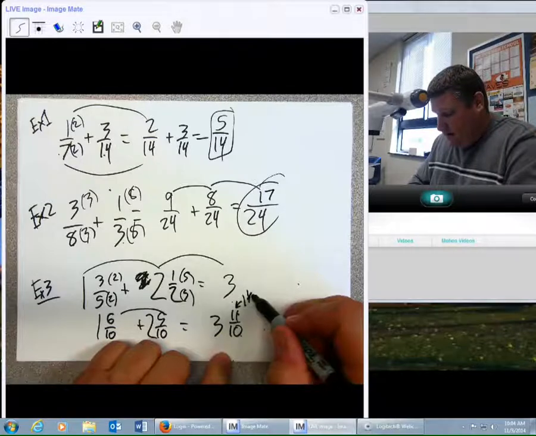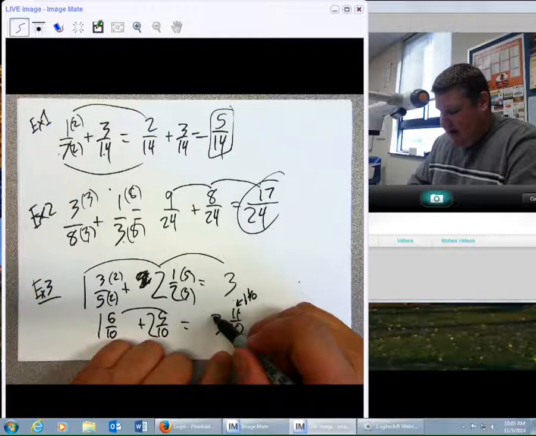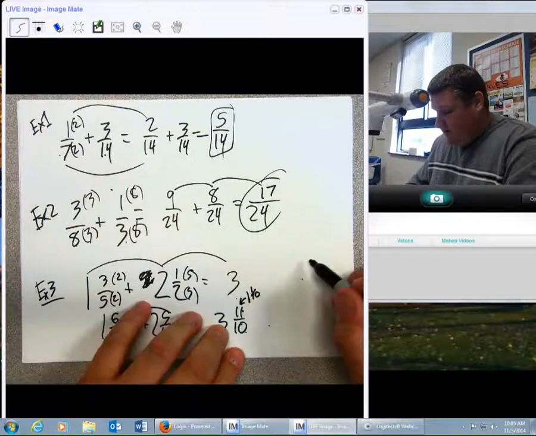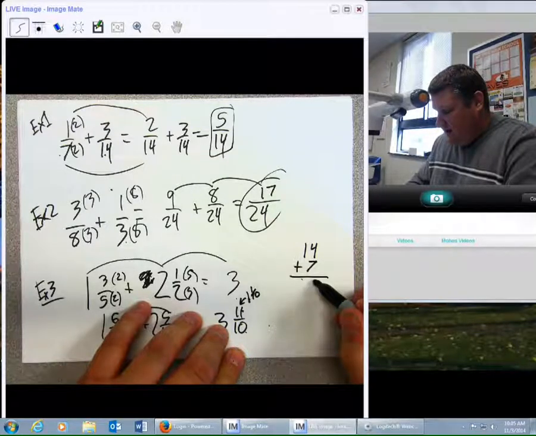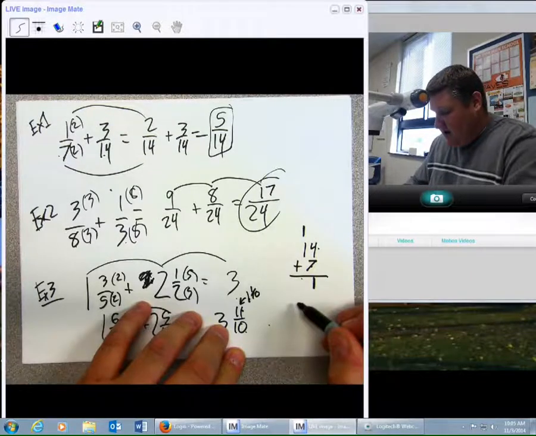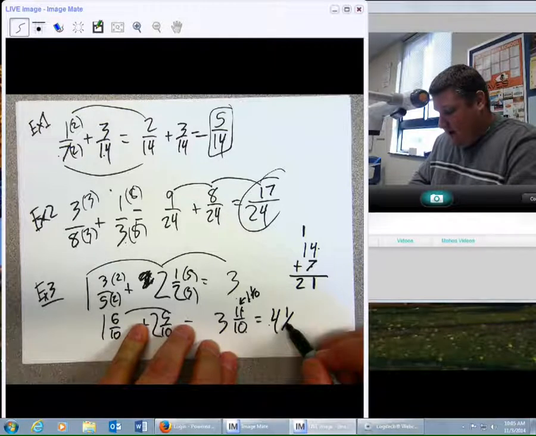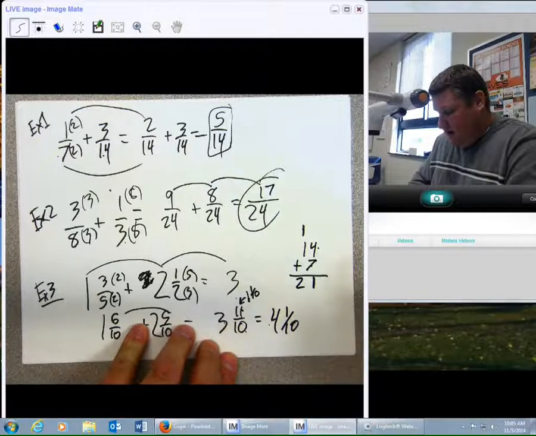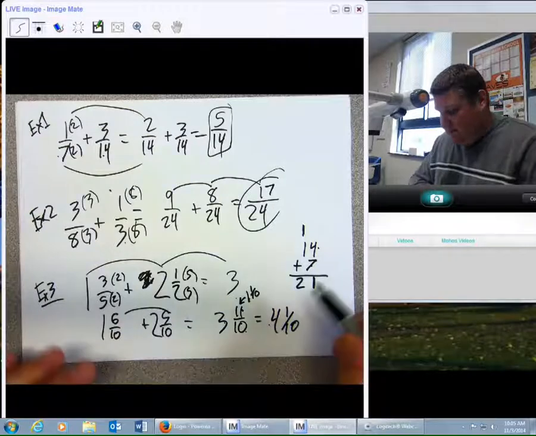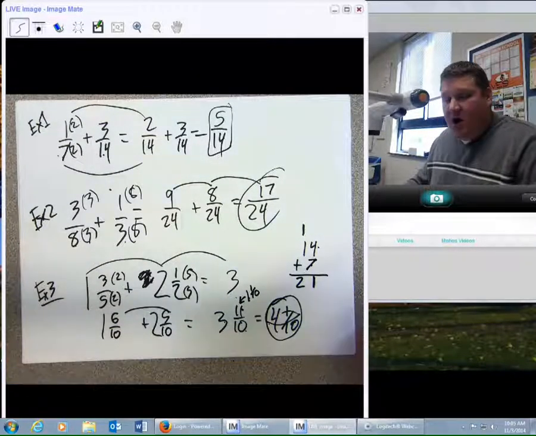So I take that 1, and just like when I'm adding, I carry that 1. Just like if I had 14 plus 7, I would say 4 and 7 is 11, so I put one of them down here and I carry the 1 to make it 2. Same way here. I'm going to carry that 1 and turn them into 4 1/10. So that's going to be my answer there. All right. So that's adding unlike fractions.